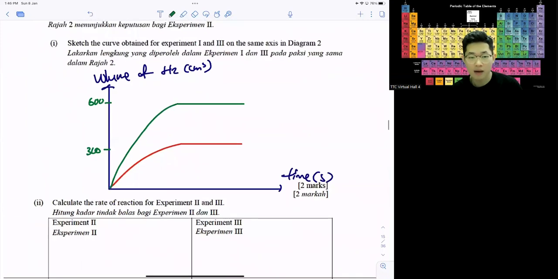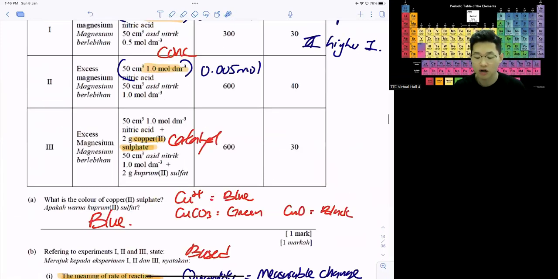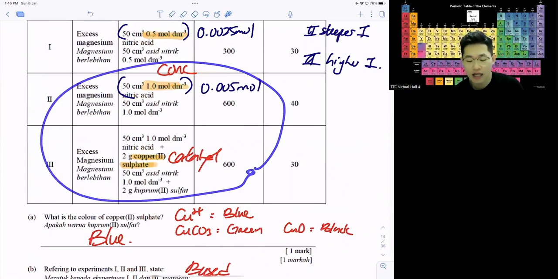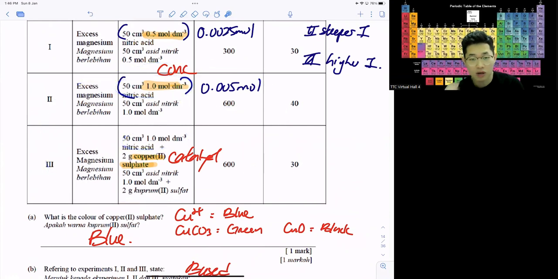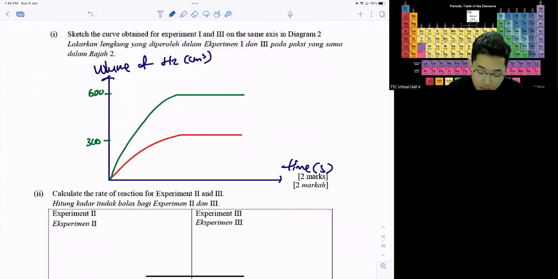And then for experiment 3, when I compare it to 2, their number of moles is the same. You see the volume is the same. So the height will be the same, but with catalyst, the reaction rate will be higher. So steeper, but the same height. Like that. So this is experiment 3, 2, 1.